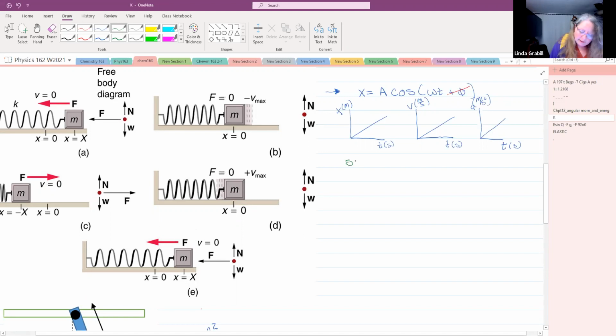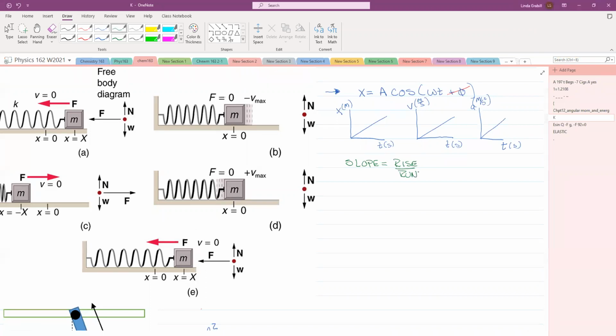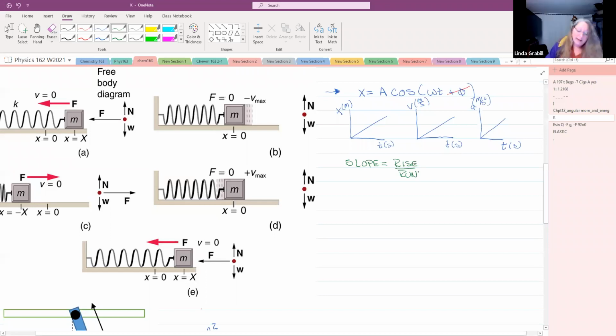Just to remind everybody, slope is going to be the change in x, or rise over run. Let's write it that way, more generic. Rise over run. So what units do we get for the slope for position versus time? Meters per second. So you just forgot the time part. So this is meters per second, otherwise known as velocity.